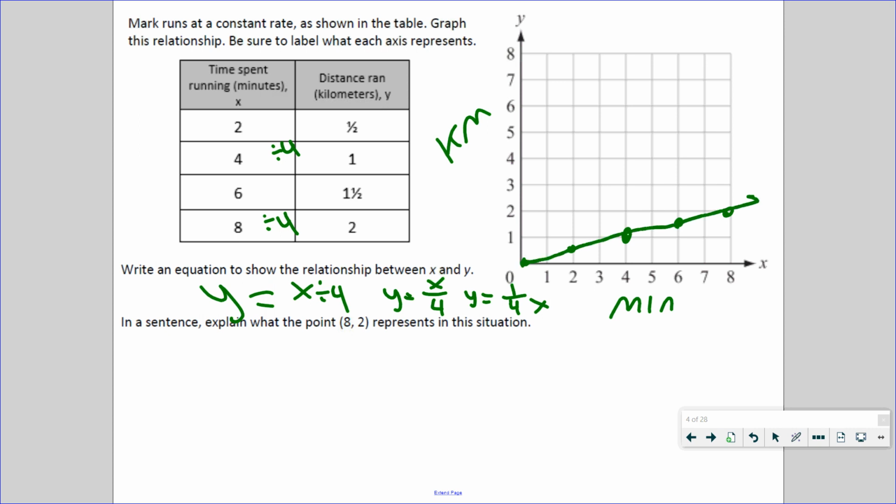Can you run half of a kilometer? Can you run a fraction of a kilometer? Yes. Do you have to run a full minute, or can you run part of a minute? Yes.